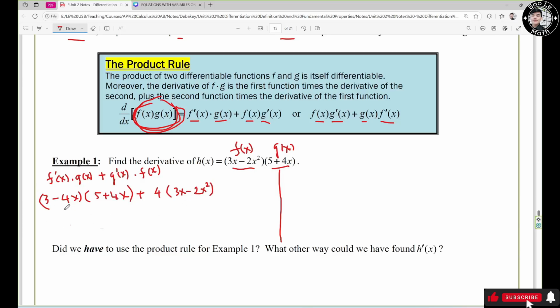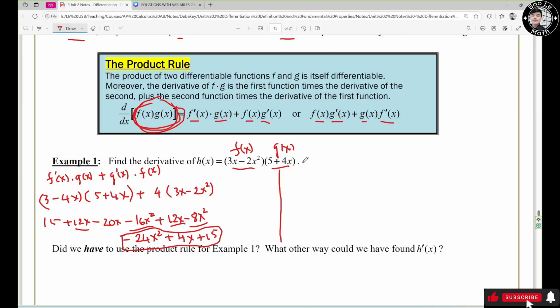And then I'm going to distribute this one. It could be 15 plus 12s minus 20s minus 16s squared plus 12s minus 8s squared. And I'm going to simplify negative 16s squared and negative 8s squared. It could be negative 24s squared. Now 12s plus 12s is going to be 24s, subtract 20s is going to be plus 4s, and plus 15. This one is the final answer.